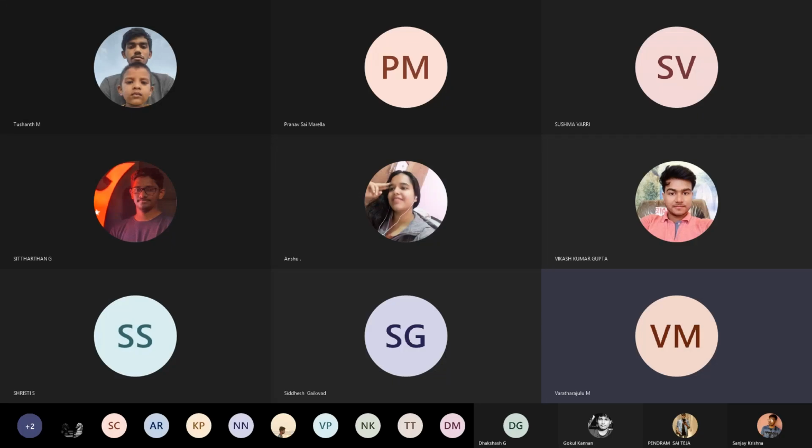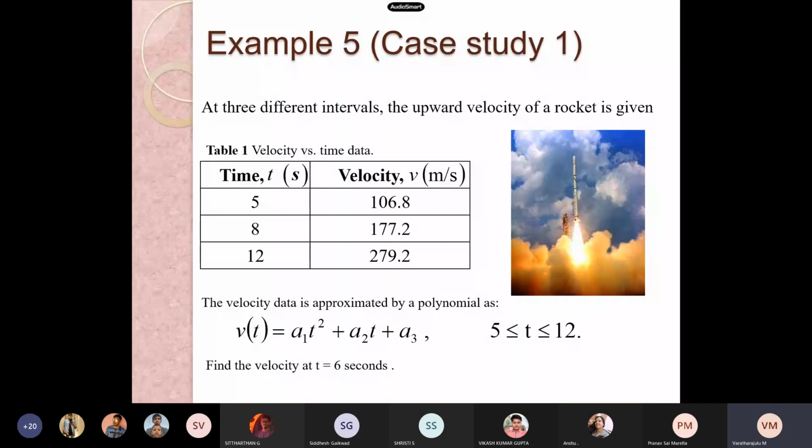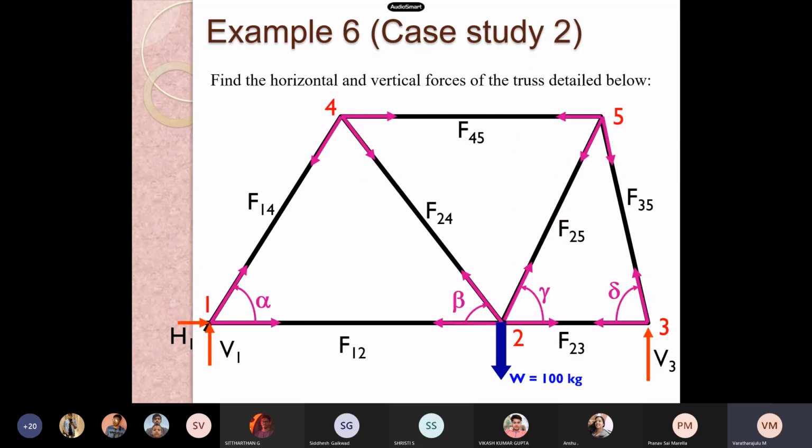What we discussed: we were introduced to the basic information about engineering analysis, and slowly we started our numerical methods. We were introduced to the matrix, basic matrix calculations and matrix operations, and then getting the solution for a simultaneous linear system of equations through Gauss elimination and the Gauss-Jordan method. In the last class, we were asked to get the solution for case study 1 and case study 2.